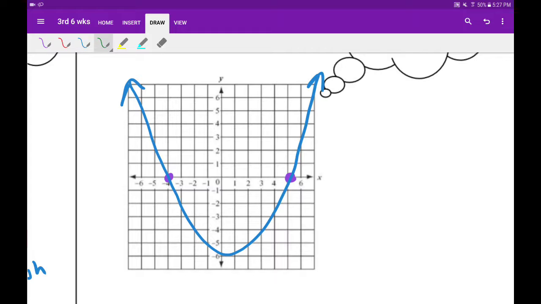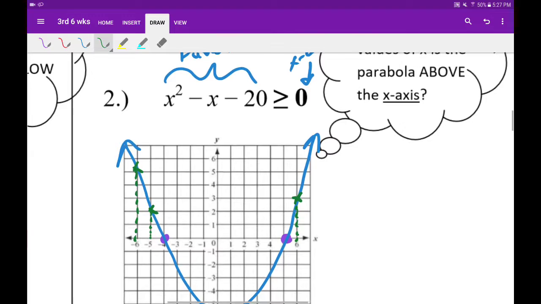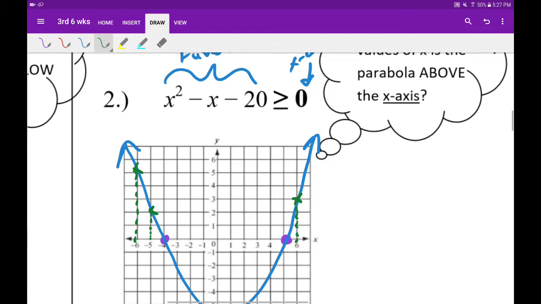Okay, so if I take -5, it'll hit the parabola right there. So it's -5 and 6. If I take 6, we talked about last time, it hits up there. So everywhere it hits the parabola is everything above the x-axis. Anything below it is not qualified because it's not a greater than. It has to be greater than. So everything above the x-axis.